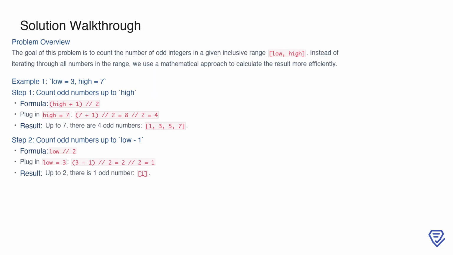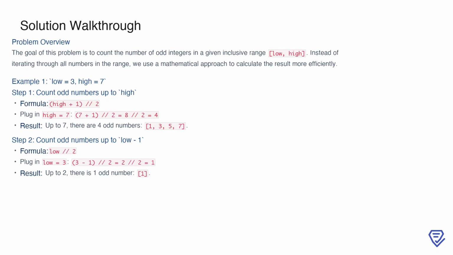To solve this problem, we aim to count the odd numbers within a specific interval [low, high] in an efficient manner. Instead of iterating through each number in the range and checking if it is odd, we leverage a mathematical formula to calculate the result directly. Let's start with an example where low equals 3 and high equals 7.